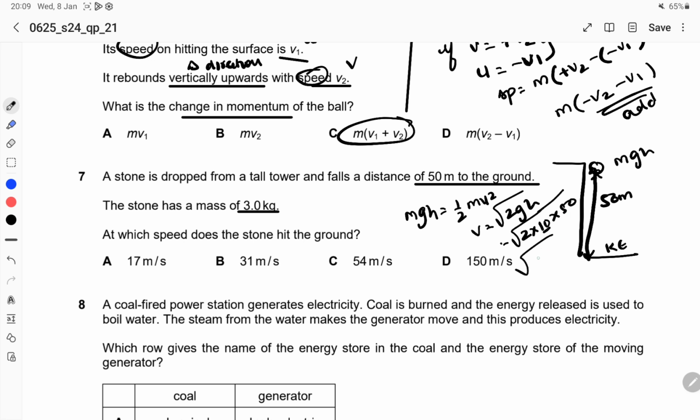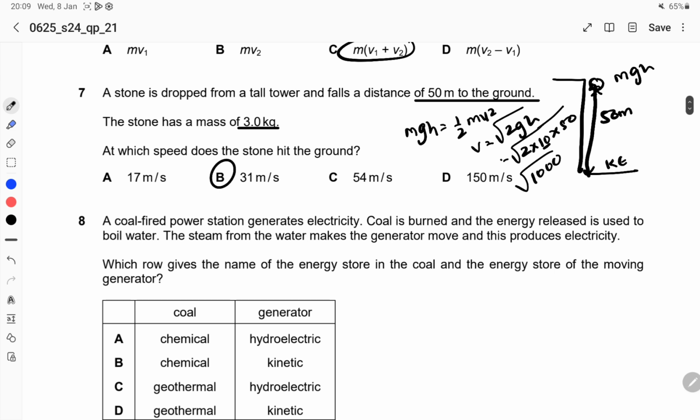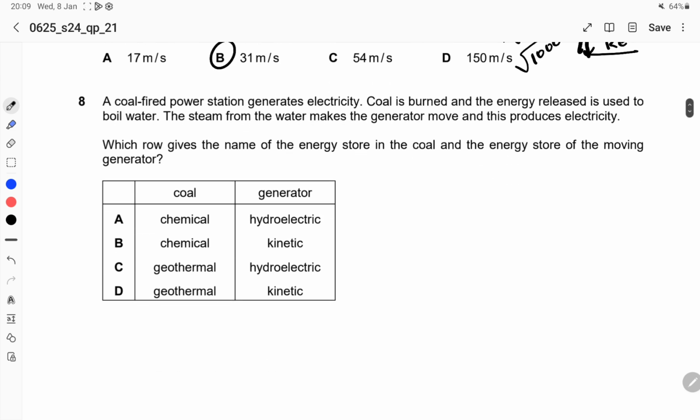This comes out to be 100,000. Under root of 1000, which cannot be 17, it has to be Bombay then. This is close to 1000. You kids please use a calculator and use this value as 9.8.